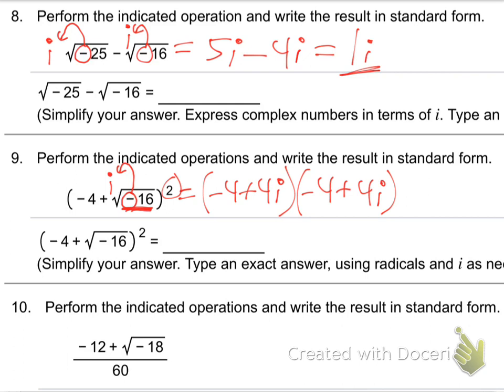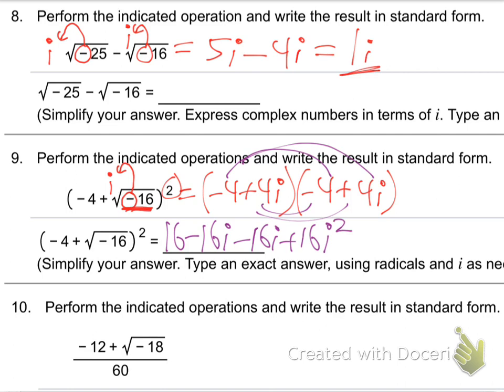We good, and then just go boom, boom. What's that going to be? 16 minus 16i, boom, boom, minus 16i plus 16i squared. Good so far? From the FOIL.